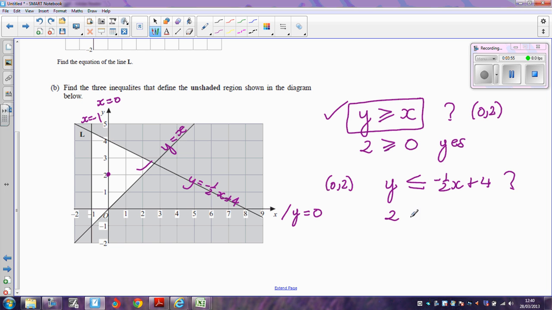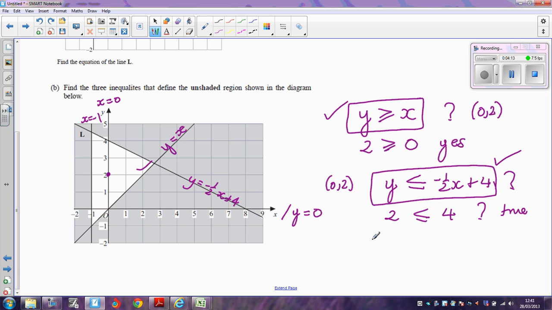So y is 2, less than or equal to, well, minus a half x is just going to be 0. So is that true or not? Is 2 less than or equal to 4? 4 is bigger than 2? Yeah, that's true. And if that's true, then it means that this inequality must also be true. So there's my second one.